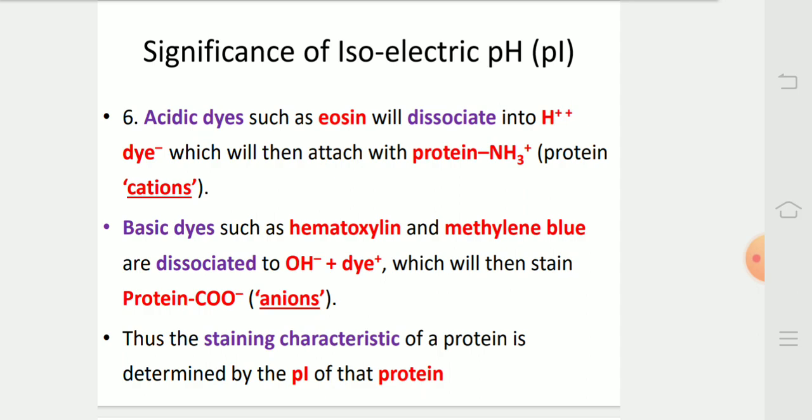Acidic dyes such as eosin will dissociate into H plus and dye minus, which will then attach to protein NH3 plus, that is protein cations, whereas basic dyes such as hematoxylin and methylene blue are dissociated into OH minus plus dye plus, which will then stain protein COO minus, that is protein anions. The staining characteristic of a protein is determined by the pI of that protein.